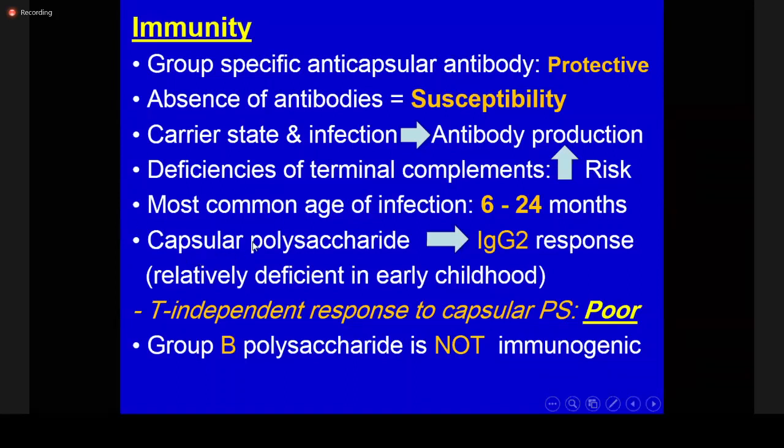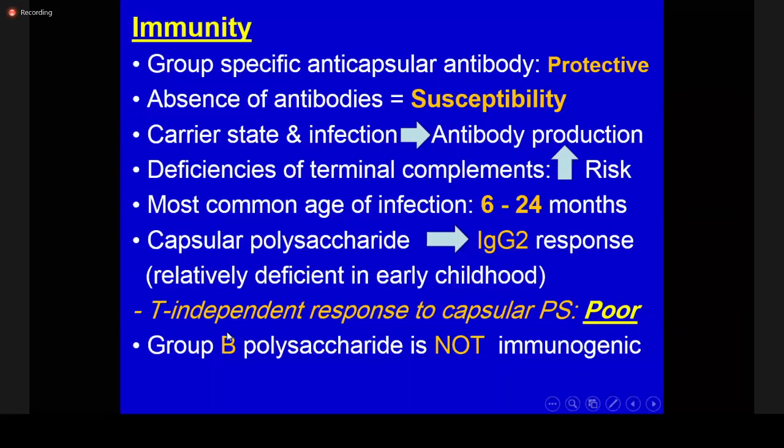The immune response against polysaccharide antigens depends on T cells in some cases, while others do not depend on T cells. The T-independent response to capsular polysaccharide during this age group, up to 2 years, is poor. Without the help from T cells, the response against the capsular polysaccharide is poor.